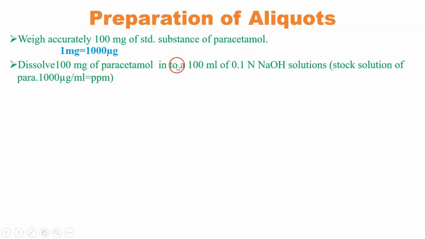So 100 milligram has now been dissolved in 100 ml. So the concentration becomes 1000 ppm or 1000 microgram per ml. ppm and microgram per ml are both the same. Let us understand by calculation how it becomes 1000 microgram per ml or ppm. Say 100 milligram we have dissolved in 100 ml of solvent.